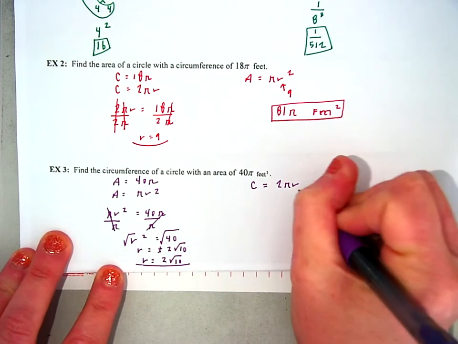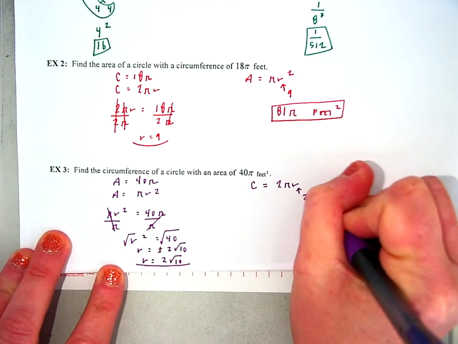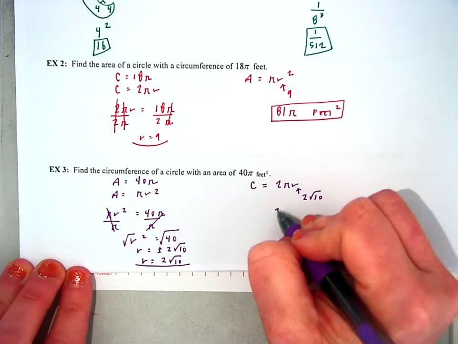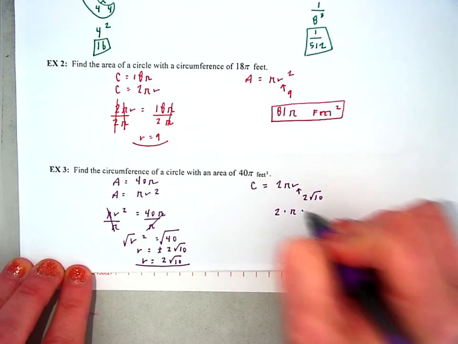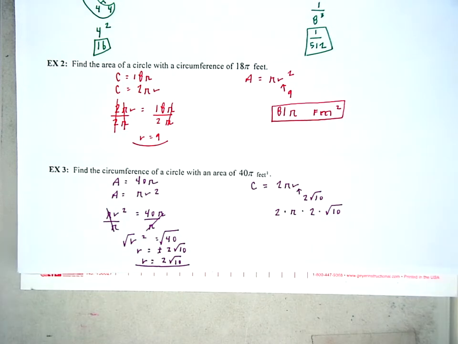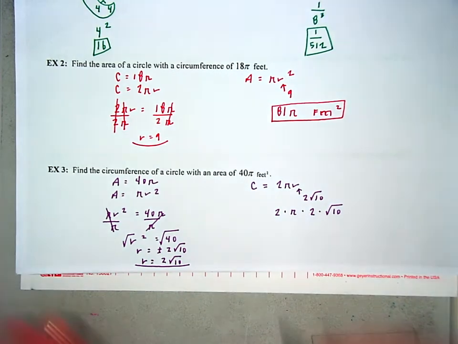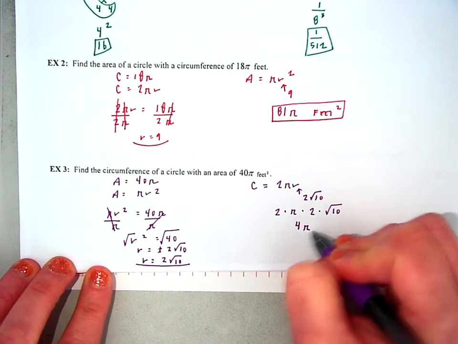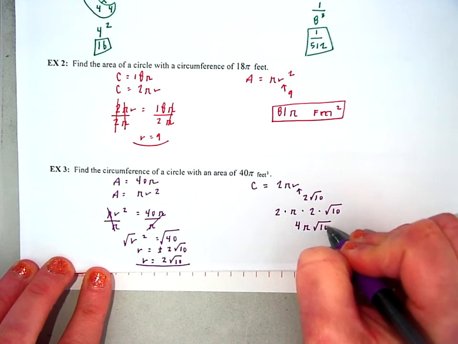So if I plug that in here, 2 root 10 is going in for the radius. So I'm taking the 2, multiplying it by the pi, multiplying it by the 2, multiplying it by the root 10. So when I organize this, I'm going to multiply the 2 times the 2 and get 4. I'm going to put the pi next, and then the root 10 last.